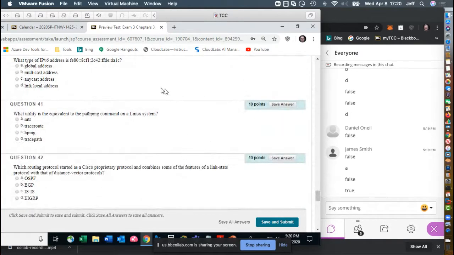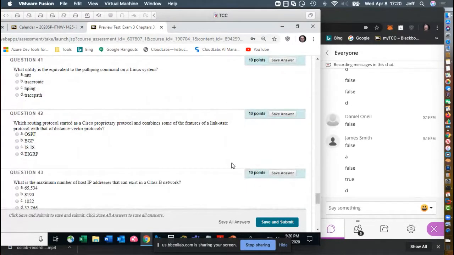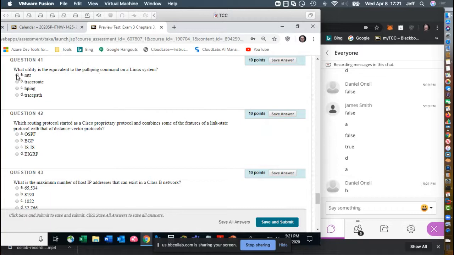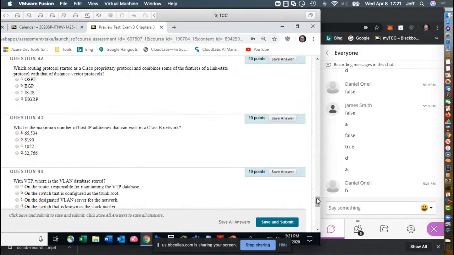All right, what type of IPv6 address is FE80 and the rest, right? The FE80 is what gives you the, right? It's the link local, right? FE80s are link local. All right. What utility is the equivalent to the pathping command on a Linux system? A. It's actually A. Traceroute's a good guess, but yeah, it's actually the MTR. It's kind of a trick question.